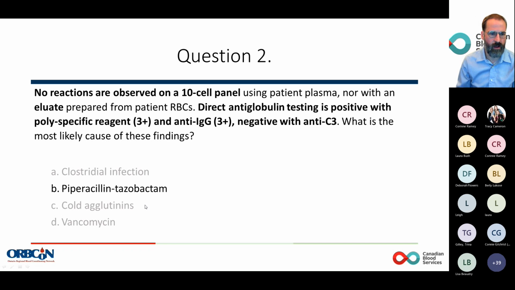Just in terms of the other options that were there, they're not completely crazy. Clostridial infections have been associated with hemolytic reactions. So patients with clostridial sepsis can often have pretty profound hemolysis going on, but it's not an immune type hemolysis. We wouldn't be expecting to see autoantibodies with clostridial infection related hemolysis. And cold agglutinins obviously can cause hemolytic anemia and hemolysis, and that would be positive on a Coombs test, but we'd often expect these to be IgG negative and C3 positive, so sort of the opposite of what we're seeing with the Coombs test here. So that makes the cold agglutinins less likely in this case.